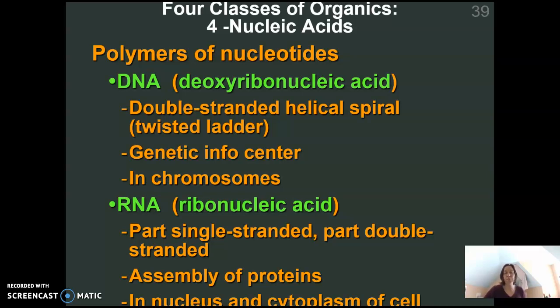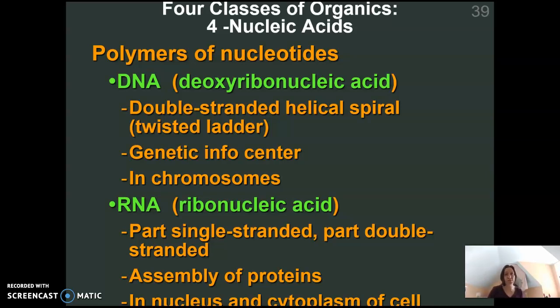Nucleic acids are polymers of nucleotide monomers, and we see DNA and RNA in the cell as examples. DNA is deoxyribonucleic acid. It's our genetic information in the nucleus. This forms chromosomes, and it's double-stranded in a helical spiral. RNA is related. It's a similar molecule, ribonucleic acid, and it's sometimes single-stranded, sometimes double-stranded. It varies in its appearance.